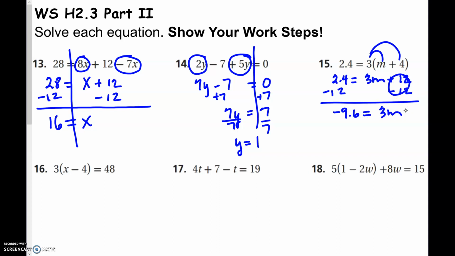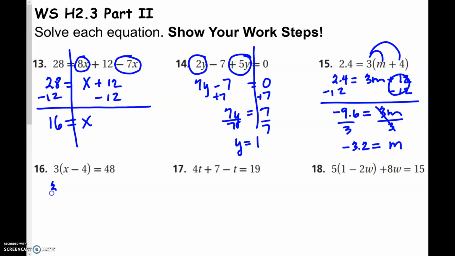So this says 3 times m. The opposite of times is divide, so we're going to divide both sides by 3. When we take negative 9.6 and divide by 3, we get a negative 3.2 equals, and these cancel out, so we're left with 1m. Remember, mathematicians say we don't need to write that 1, so we just have m equals negative 3.2.